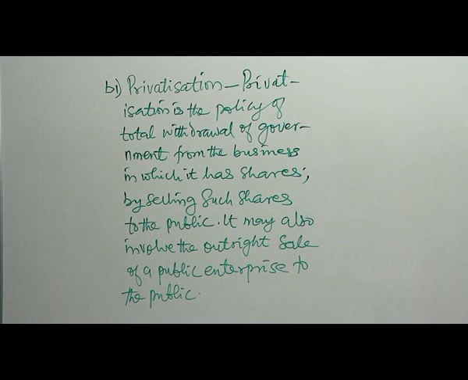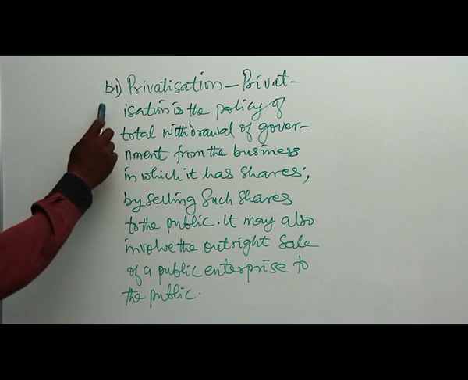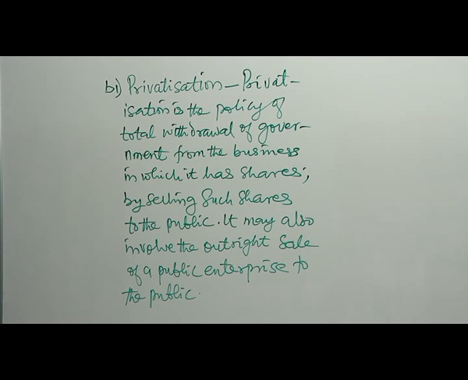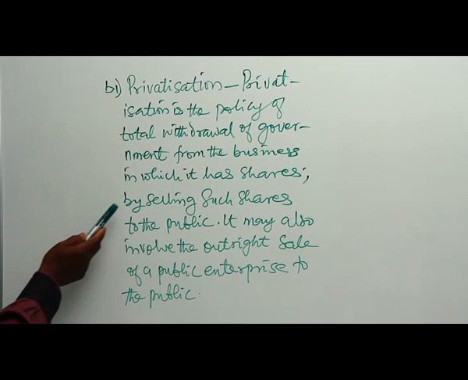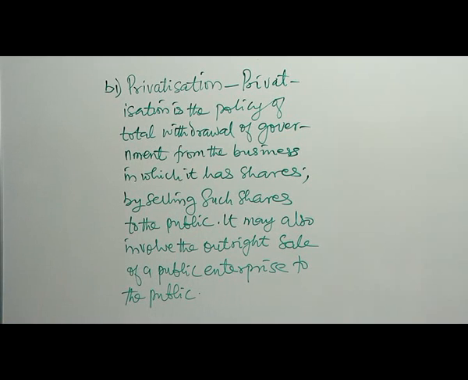One popularly known economic reform in Nigeria is B1, privatization. In essence, privatization is a policy of total withdrawal of government from business in which it has shares, by selling such shares to the public. It may also involve the outright sale of a public enterprise to the public. So in the first instance, government will withdraw its shares, no more participation. Then in the second instance, the government sells out completely the enterprise, as in the case of Delta Steel Company, in Delta State.